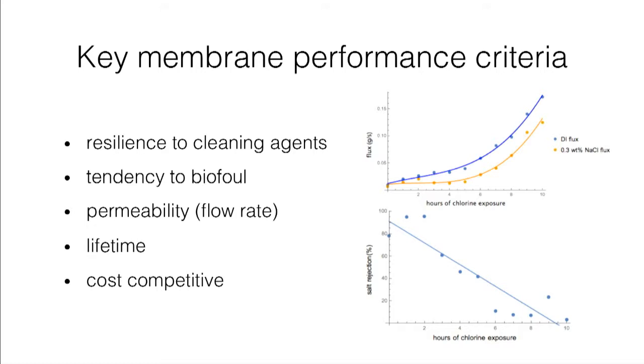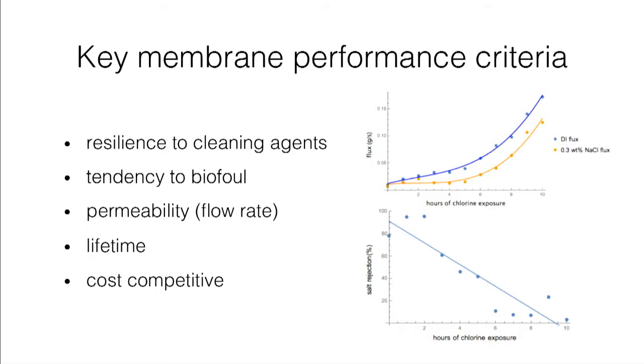The membranes have a tendency to foul, meaning that organic matter collects on the surface and reduces the performance of the membrane. But we're not able to pass cleaning chemicals through the membranes to reduce this fouling because the membranes degrade under drinking water levels of chlorine. This graph on the bottom left shows that exposing a polymer membrane to the levels of chlorine that you and I drink coming out of the tap actually degrades the membrane to the point where it's no longer desalinating water after 10 hours of exposure.